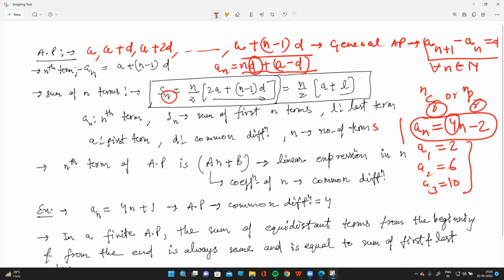So if you are given the direct formula to calculate AN, and that formula is a linear expression in n, you can easily say that this is going to be an AP in which the common difference is the coefficient of n. So that is what we have written here.